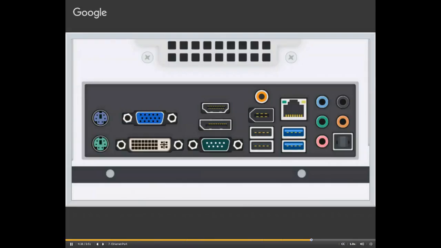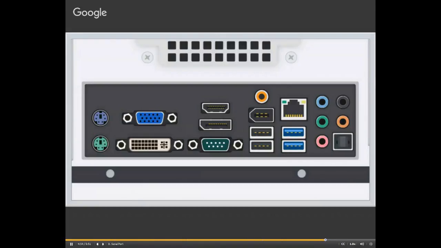The next connector we'll look at is the Ethernet port. Ethernet ports are used to connect a computer to a network. Ethernet ports use RJ45 connectors to connect to the network. Most new motherboards have one or more built-in Ethernet ports.